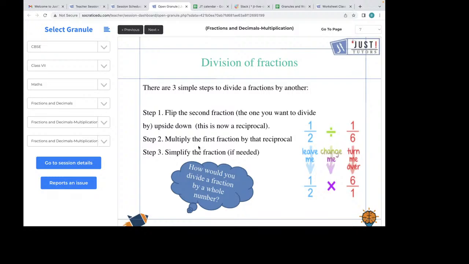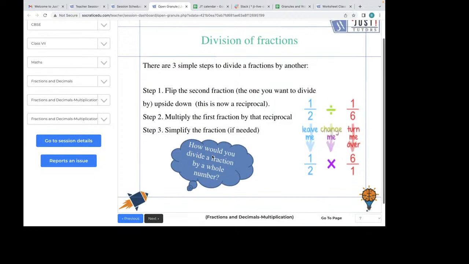You can have 3 cases. First is where you have to divide a fraction by a fraction. Second one is where you have to divide a whole number by a fraction. Third one is where you have to divide a fraction by a whole number. First one is where you have to divide a fraction by another: flip the second fraction, the one you want to divide by, upside down. This is now a reciprocal. Multiply the first fraction by that reciprocal, and simplify the fraction.